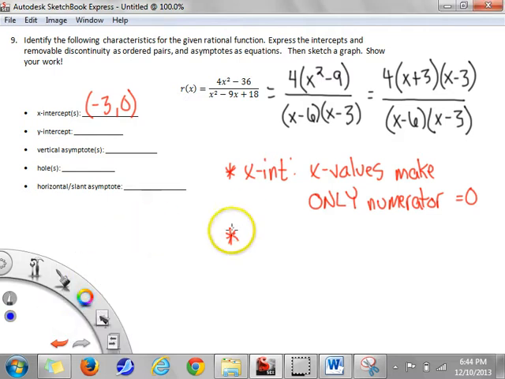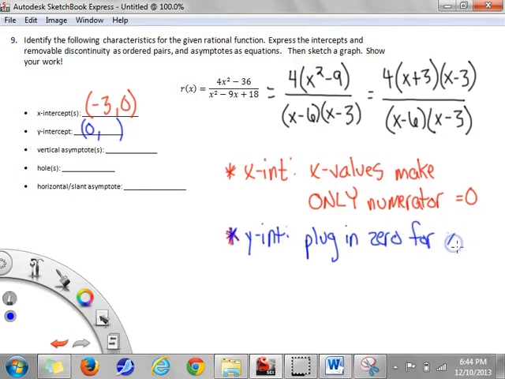Just like for the y-intercept, the x value is going to be 0. And we just need to find the y value. And that's actually how you can remember how to find it, too. For the y-intercept, plug in 0 for x. And for me, it's easier to go back to the standard form and do that rather than the factored form. If we plug in 0 for all the x's, that puts a 0 there, a 0 there, and a 0 there, which just leaves us with negative 36 over 18, which would be negative 2. Okay.